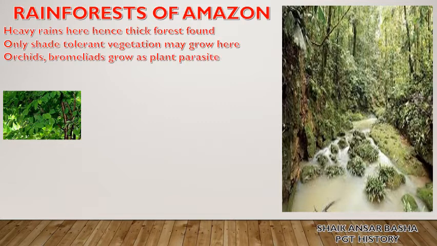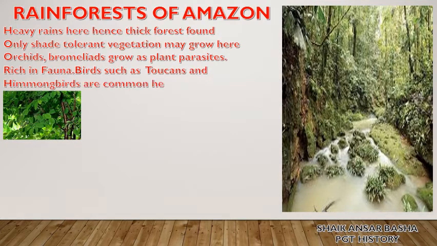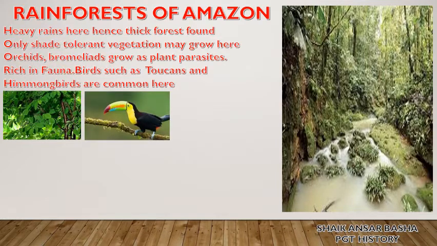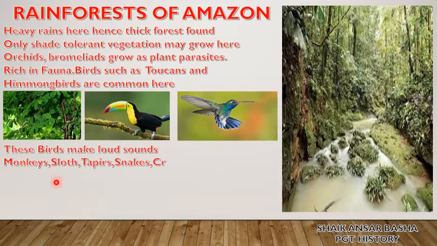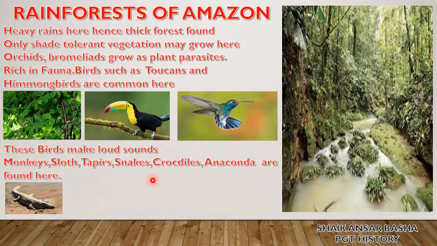Orchids and bromeliads grow as plant parasites in this place, rich in fauna. Birds such as toucans and hummingbirds are common in the Amazon forest. This is, you can say, a toucan. This is a hummingbird. These are common in this place, and these two birds make loud sounds. Monkeys, sloths, tapirs, snakes, crocodiles and anacondas are found in this forest.